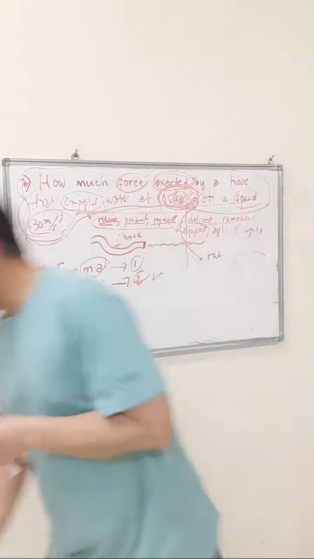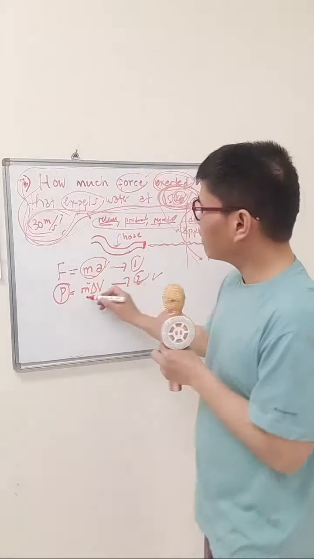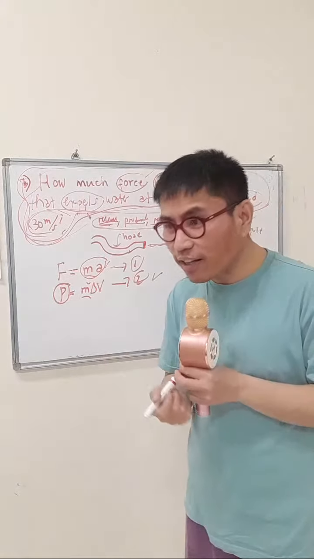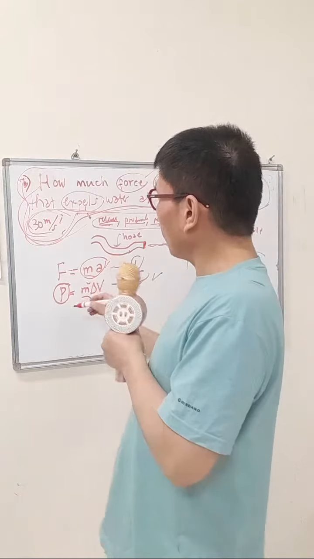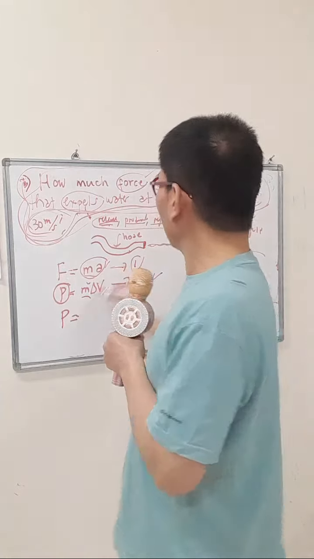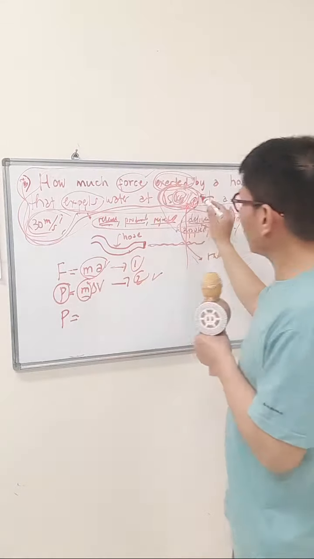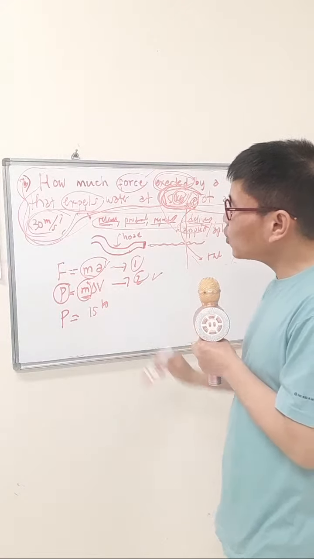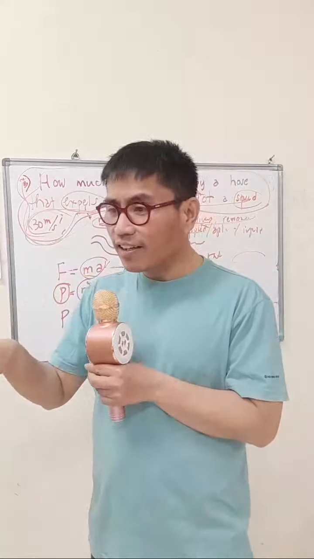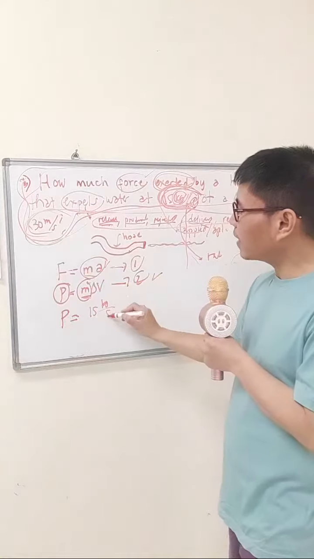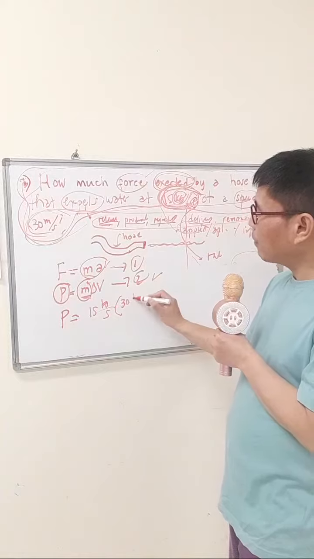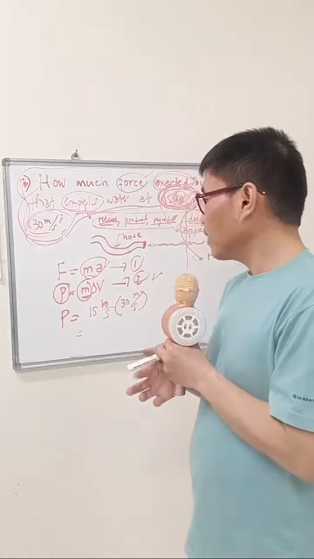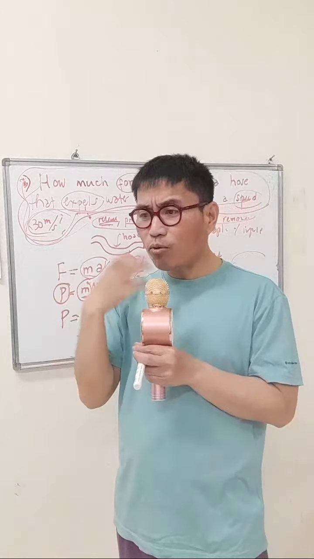Okay. Now, since I don't have the mass, but I have the mass flow rate, you get the point? So, momentum is equal to mass flow rate, which is 15 kilogram. Though this is only a mass, you should also put that there as is. 15 kilogram per second times the velocity of 30 meters per second. Okay. Like that. Don't be afraid, guys, to deviate a little in your equation.